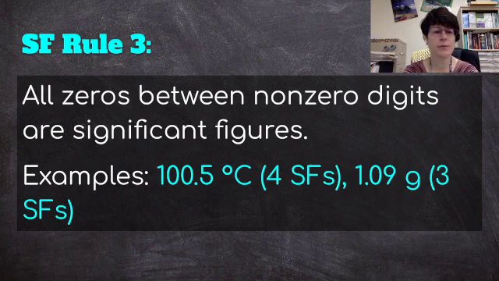Significant figure rule number three. All zeros between non-zero digits are significant figures. So in 100.5 degrees Celsius, because these zeros are in between non-zero numbers, they count. So there's 1, 2, 3, 4 significant figures in this number. In 1.09 grams, there are three significant figures because the zero here counts and always non-zero numbers count. So 1, 2, 3.